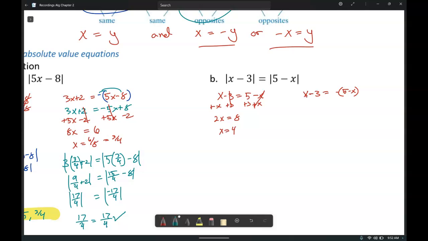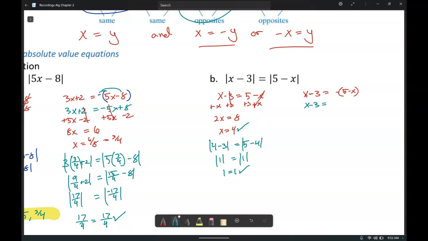We can check that answer. 4 minus 3, its absolute value, is that the same as 5 minus 4 and its absolute value? 4 minus 3 is 1. 5 minus 4 is 1. The absolute value of 1 equals the absolute value of 1. So we know that 4 is a solution.